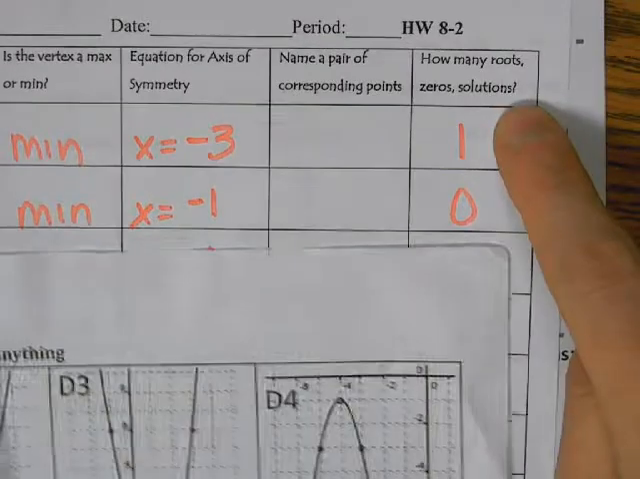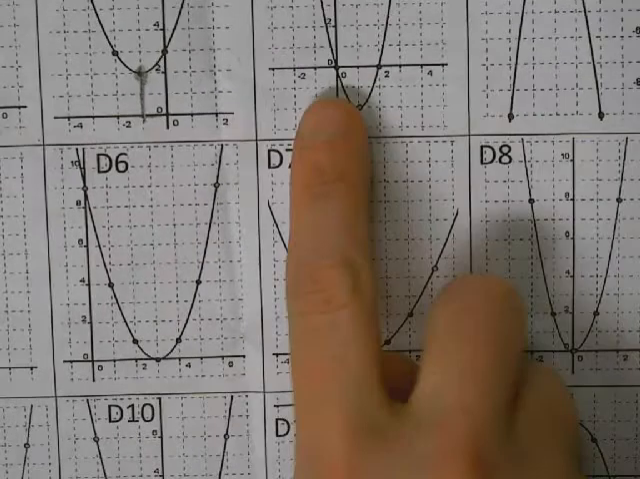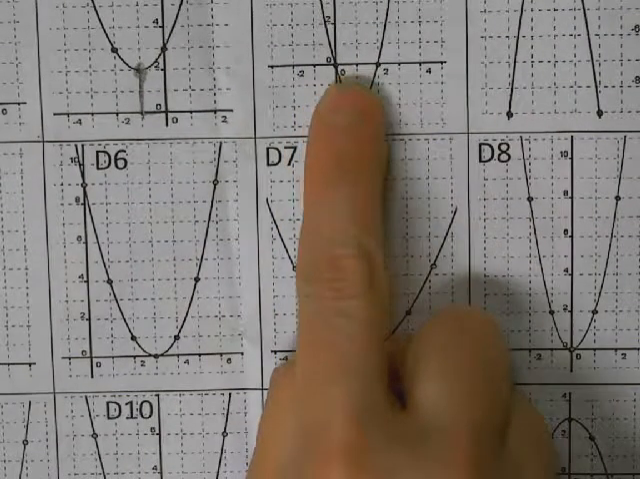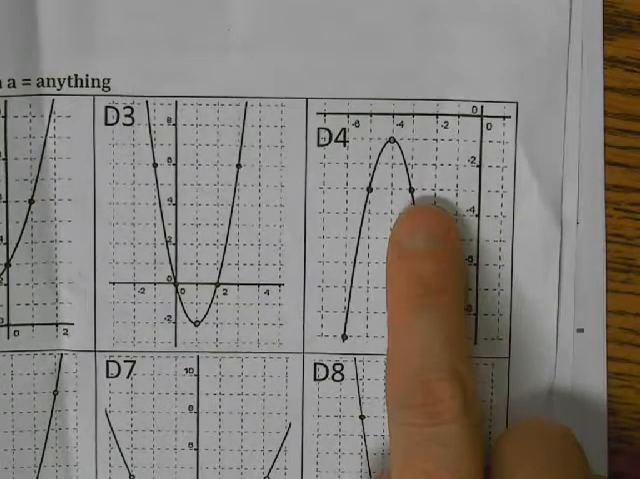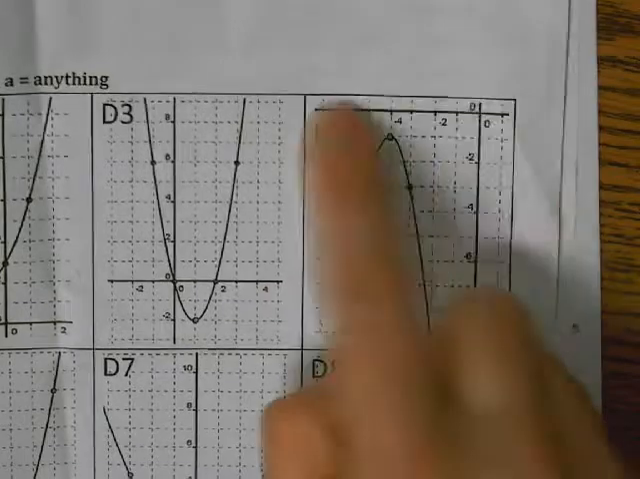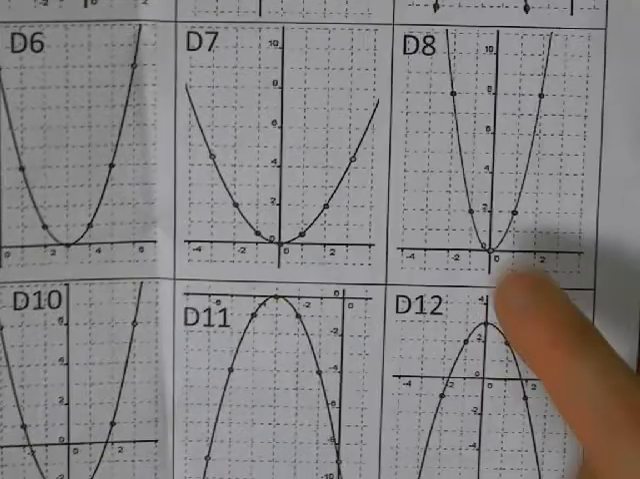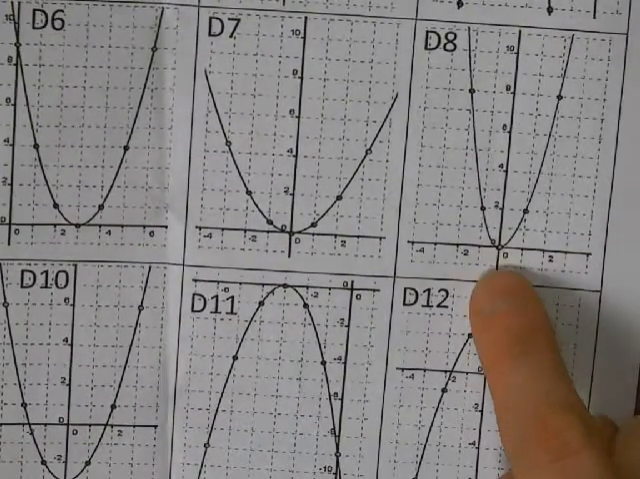Remember when we did this page and we asked how many roots, zeros, or solutions? And what you were doing was looking to see when it crosses the x-axis. So like this one would have 2, this one would have none because it never touches the x-axis, and then this one would have 1 because it only touches the x-axis in one place.